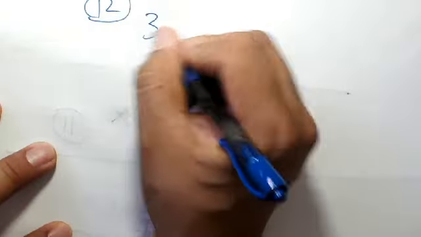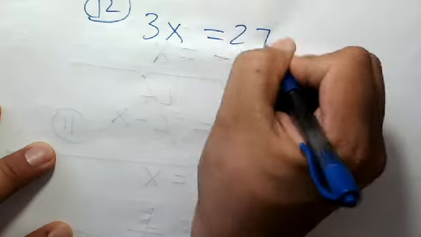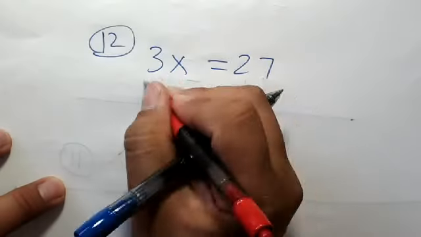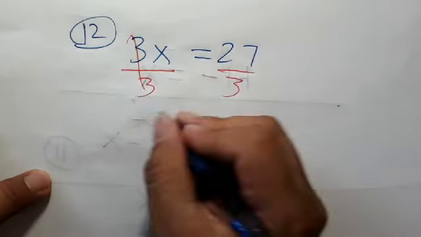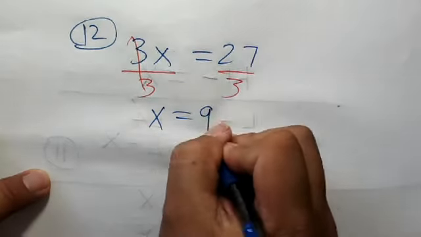Good. Number 12, you could do that with your eyes closed. 3x equals 27. Divide by 3. Divide by 3. x would equal 9.